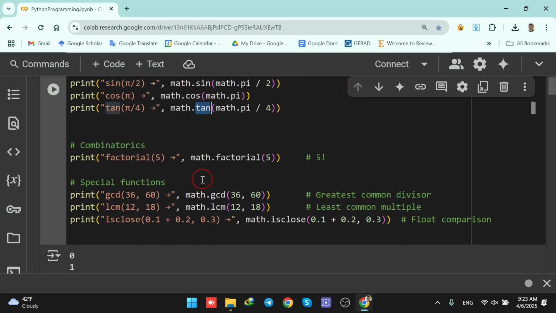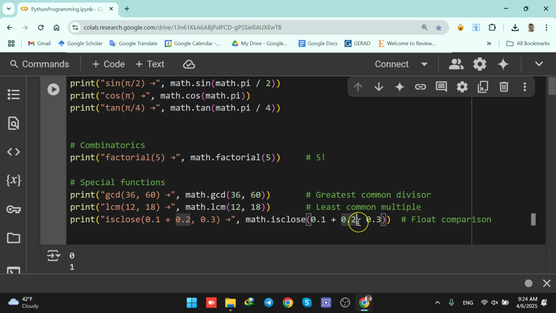And then here we are calculating the factorial of a number. So it means 5 multiplied by 4 multiplied by 3 multiplied by 2 multiplied by 1. So the factorial function is going to help us to calculate that. And then we can calculate the greatest common divisor between two numbers using the GCD function. We can have the least common multiple using the LCM for two values, and we can have the float comparison.